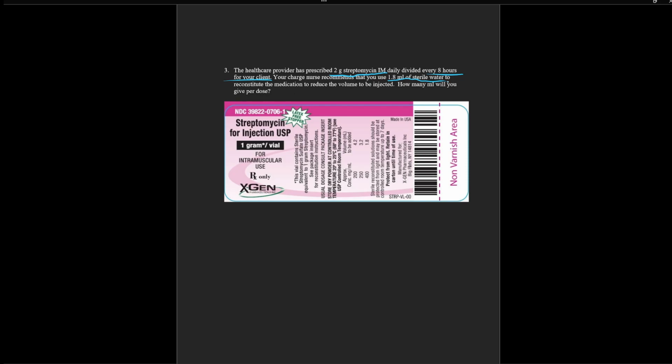be injected. So if we are reconstituting, that means that this is likely a powder. So we're going to be adding water into the vial to mix everything together into a liquid, and then that's how we're going to administer it. How many mLs will you give per dose?